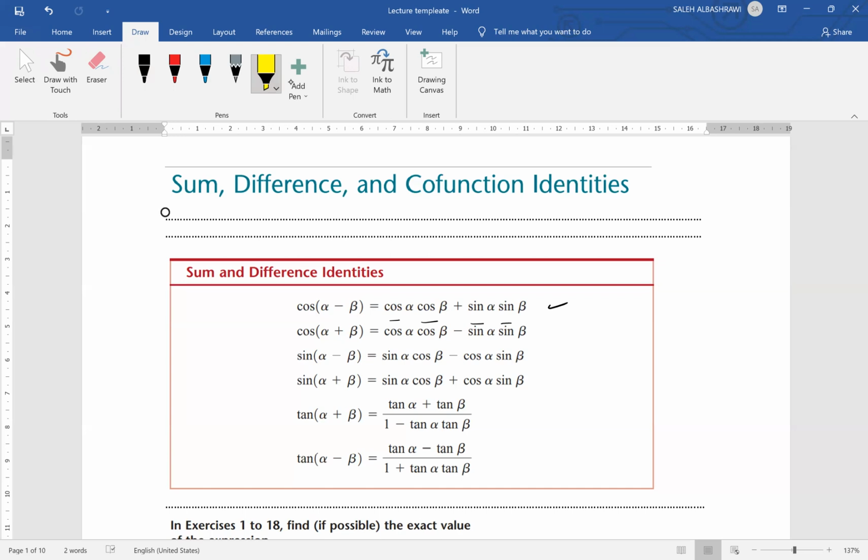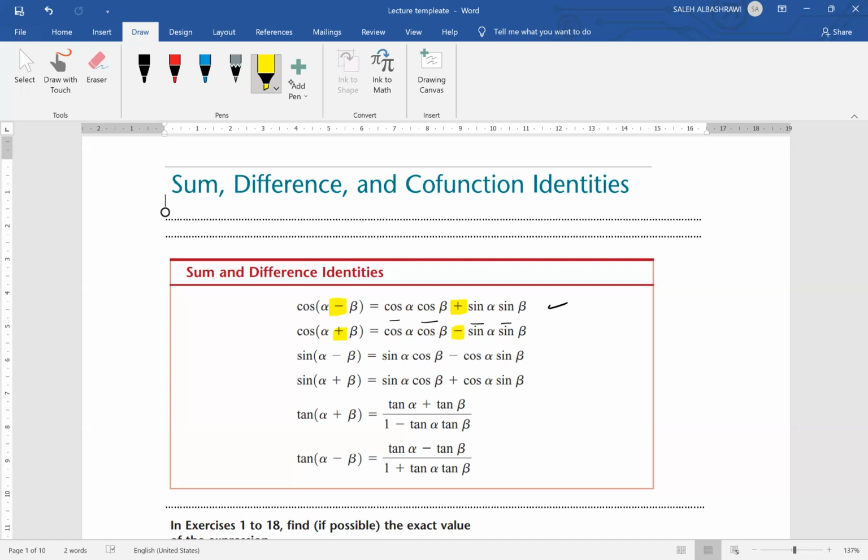I have to notice one thing. For cosine alpha minus beta, the sign is plus on the right-hand side. So cosine alpha minus beta equals cosine alpha cosine beta plus sine alpha sine beta. For the sum, cosine alpha plus beta, it is cosine alpha cosine beta minus sine alpha sine beta.